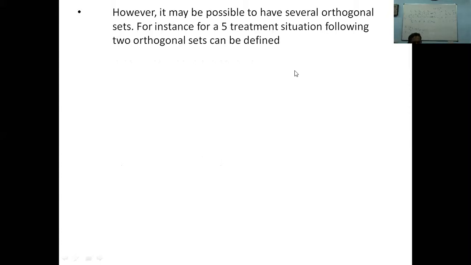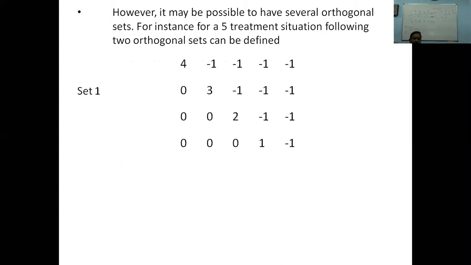However, it may be possible to have several orthogonal sets. We can have several orthogonal sets, right? For instance, for a 5 treatment situation, this is set 1. Carefully look at it. Why do we call this set 1?